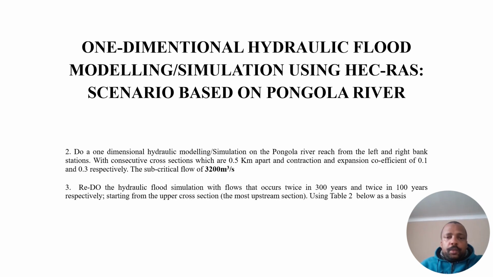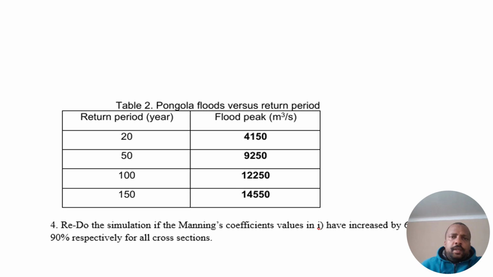Secondly, I'm going to redo the hydraulic flood simulation with flows that occur once in 300 years, and twice in 100 years respectively. Starting from the upper section, which is the most upstream section, and then using table 2 as the basis. Now, when you look at table 2, it is giving us the return period for 20 years.